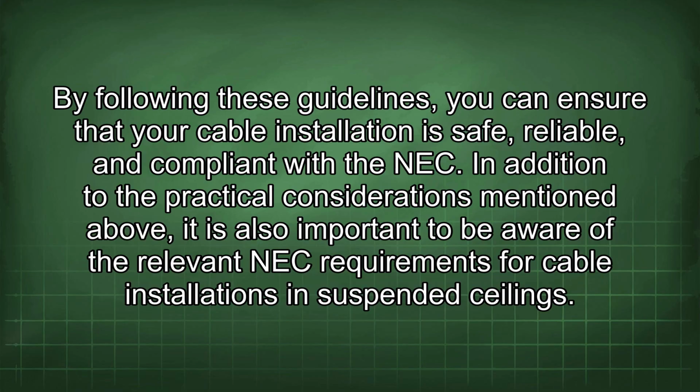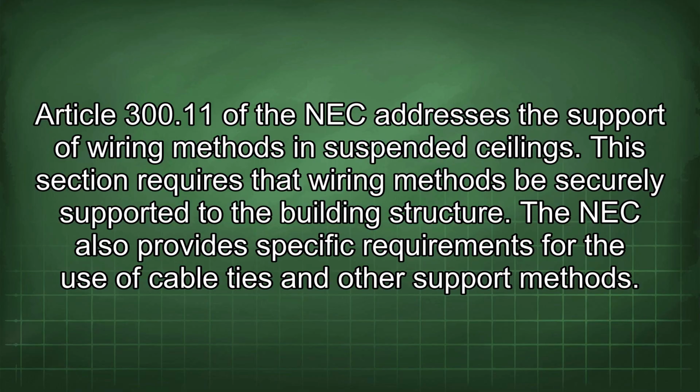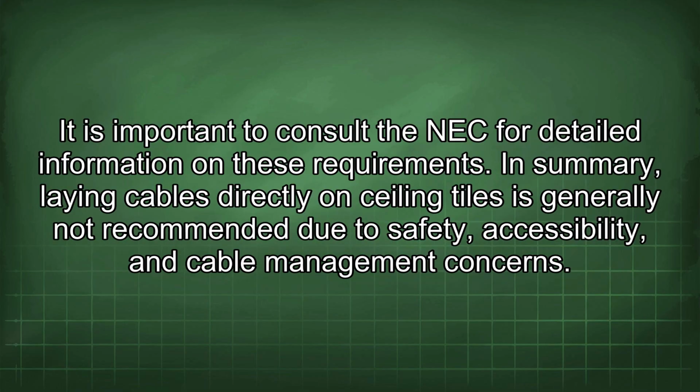In addition to the practical considerations mentioned above, it is also important to be aware of the relevant NEC requirements for cable installations in suspended ceilings. Article 300.11 of the NEC addresses the support of wiring methods in suspended ceilings. This section requires that wiring methods be securely supported to the building structure. The NEC also provides specific requirements for the use of cable ties and other support methods. It is important to consult the NEC for detailed information on these requirements.